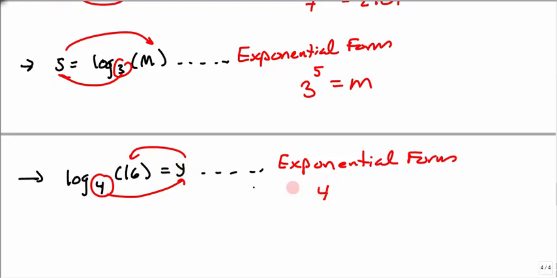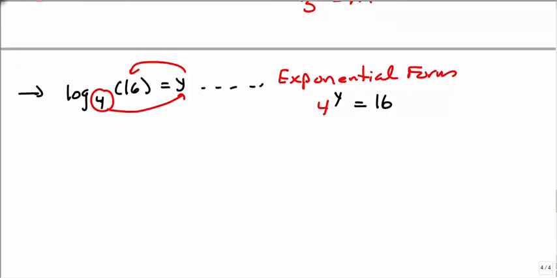So this is 4 to the y equals 16. This is exponential form. Now we're not being asked to solve, we're just being asked to rewrite this in exponential form. Sometimes we'll be given exponential form and asked to convert it to log form. So this would be something like 8 to the 3rd equals 512.